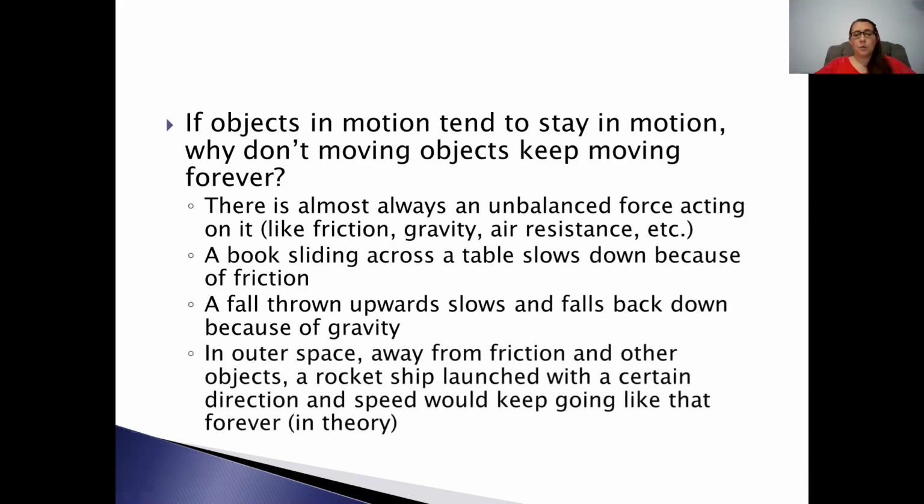And then in outer space, away from friction and other objects, a rocket ship that is launched with a certain direction and a certain speed would keep going like that forever, in theory. There's no air to slow it down. There are really no surrounding molecules to create friction on this rocket. If it's away from objects, then we're away from these large sources of gravity. So in theory, it would keep going in that same direction at that same speed forever until it hits something or gets too close to a planet or what have you.